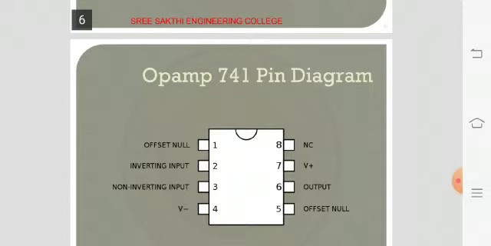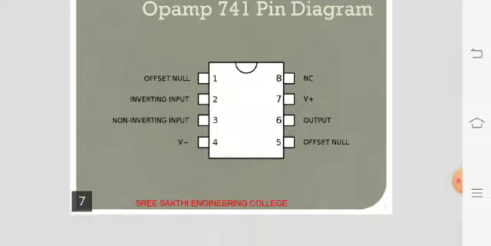So while doing the experiments, for the inverting input we give the input to pin number 2, and pin number 3 is grounded. We have to power the 741 to start. We give V minus as a reference and V plus, with which we can get the output as an amplifier at pin number 6. If we want a non-inverting output, you have to connect the input to the non-inverting terminal, that is pin number 3. You can take the output at pin number 6.